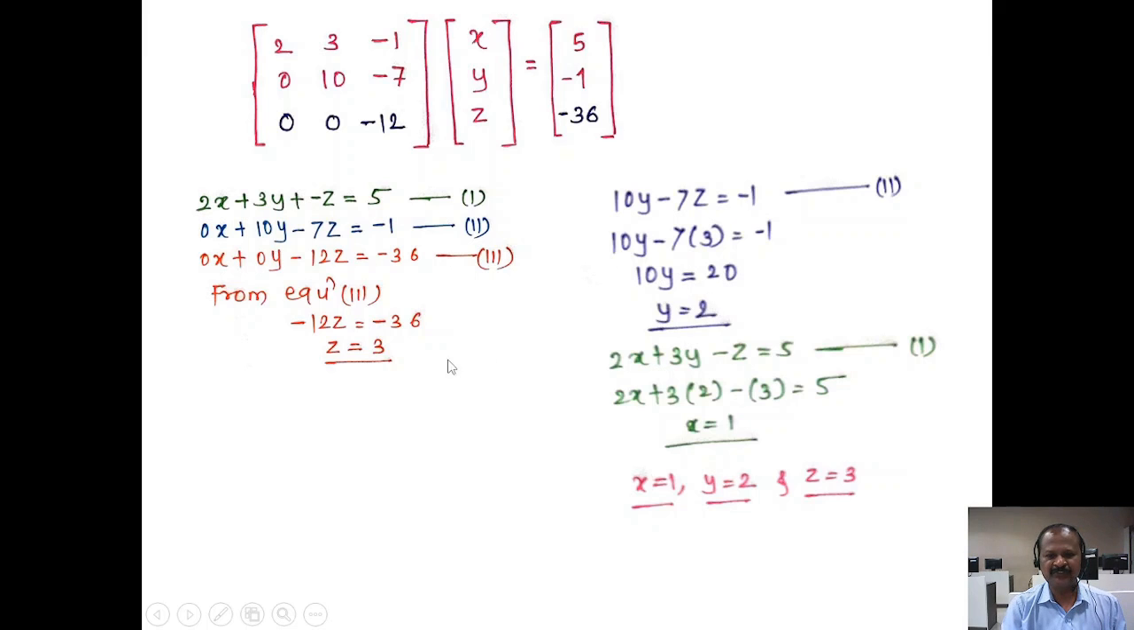Now this value of z and y you can put into equation number 1. So 2x plus 3y minus z is equal to 5. 2x plus 3 into 2 minus 3 is equal to 5. So x is equal to 1. Now the values are x is equal to 1, y is equal to 2 and z is equal to 3.